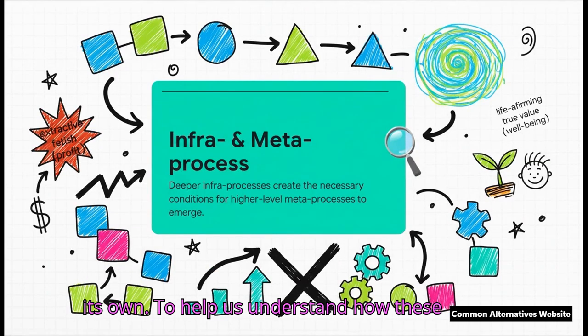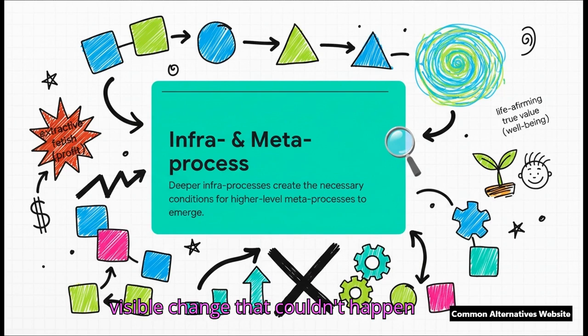To help us understand how these different layers of cause and effect work, the theory gives us two really handy terms: infraprocess and metaprocess. The easiest way to think about it is this. An infraprocess is like laying down the railroad tracks. It's the deep foundational work. The metaprocess is the train that runs on top of those tracks. It's the big, visible change that couldn't happen without the groundwork being laid first.